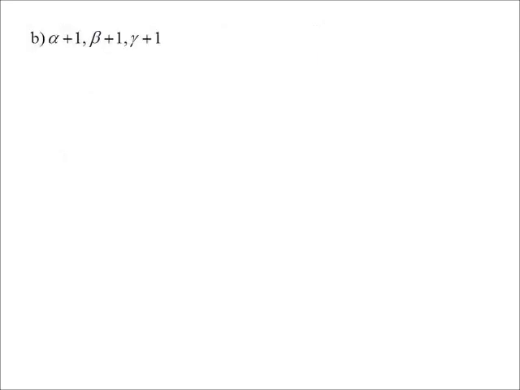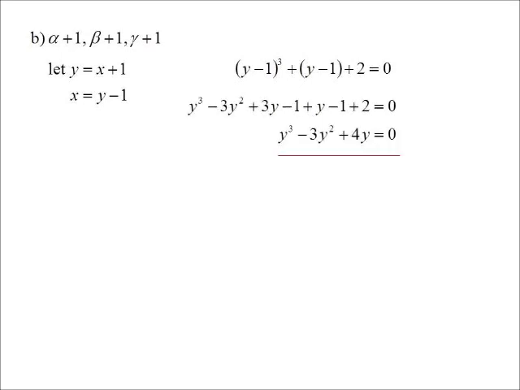So if we said alpha plus 1, beta plus 1, gamma plus 1, right, let y equal x plus 1, rearrange it, x equals y minus 1, substitute it in. That is a polynomial, of course, but we probably wouldn't leave it like that. Let's expand it out, collect like terms, and there's our new polynomial. So the roots of this equation will be 1 more than the roots of the old equation.